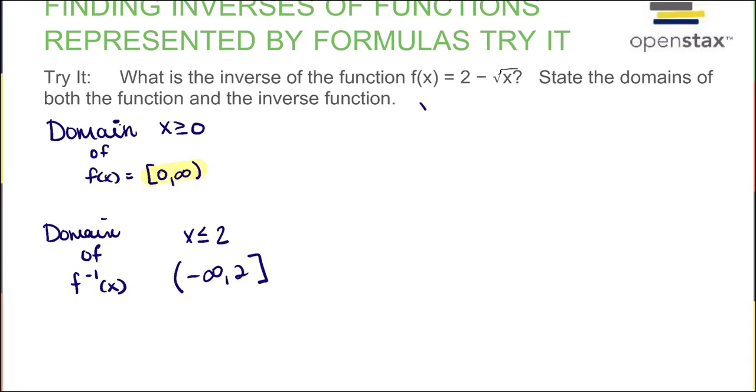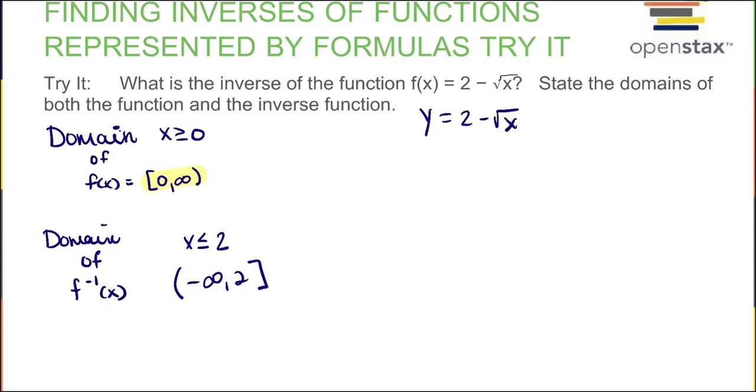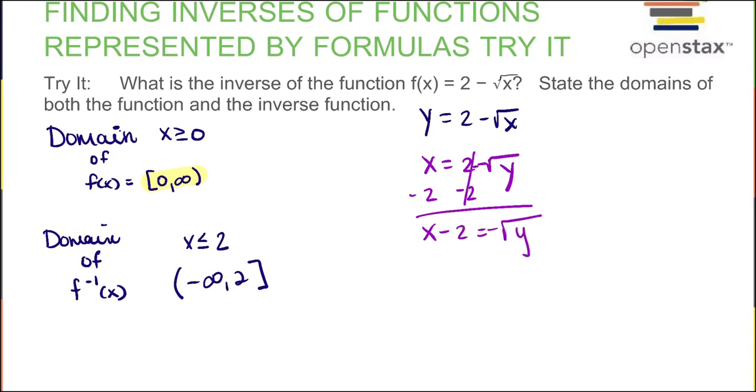So this becomes y equals 2 minus root x. I'm going to flip-flop my x and my y. And I'm going to subtract 2 on both sides, and I get x minus 2 equals negative square root of y. And then I'm going to divide both sides by negative 1 to get rid of that negative. And that gives me negative x plus 2 equals positive square root of y. And then I'm going to square both sides.